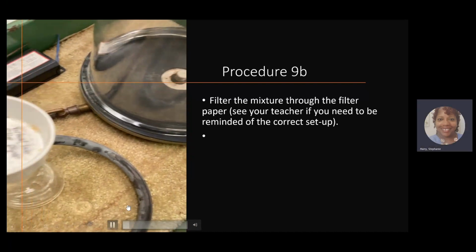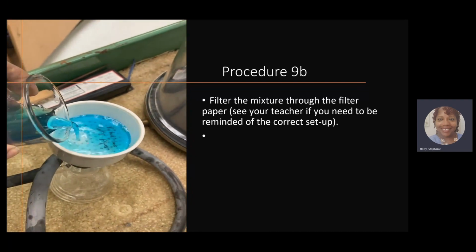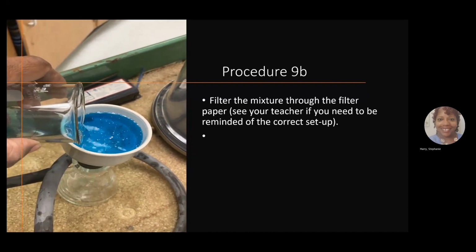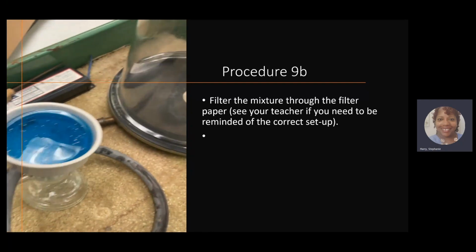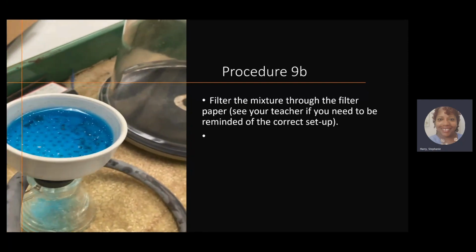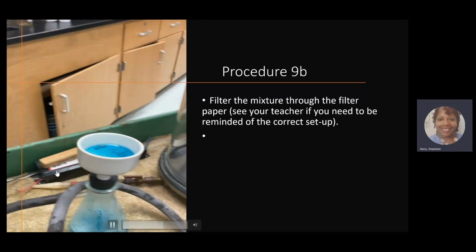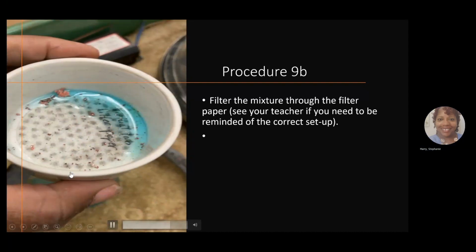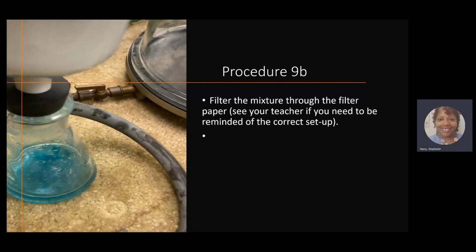So this is actually hooked up to a vacuum pump. I'm pouring my mixture into the Buchner funnel. And then I'm going to turn the pump on. And as you can see, it's pulling that water out faster. That was the vacuum pump. And the filtrate is in the flask. You can see the copper is being caught in the Buchner funnel by the filter paper.